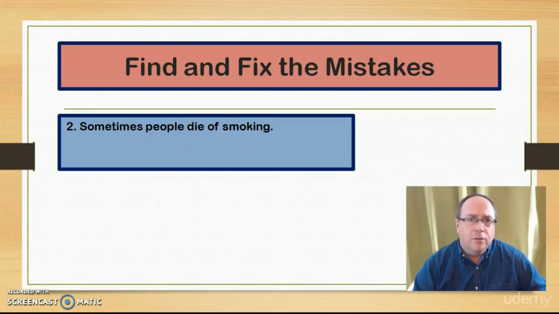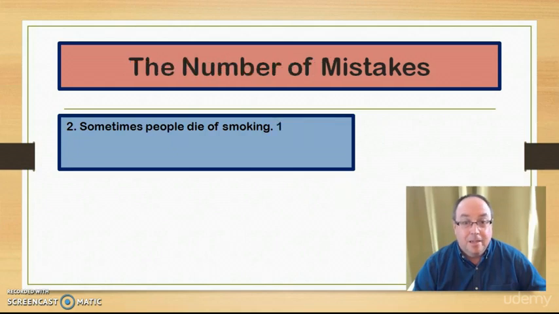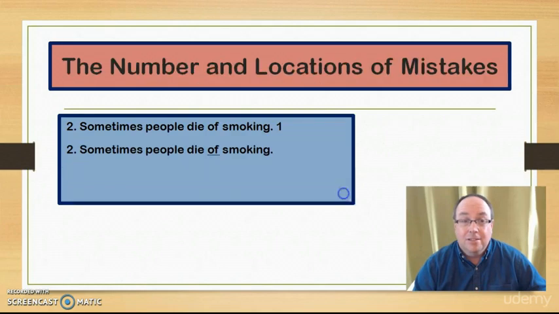Sometimes people die of smoking. All right. How many mistakes do you see in that sentence? There's only one. Can you see where it is? There's something wrong with the word of. The preposition of is incorrect.